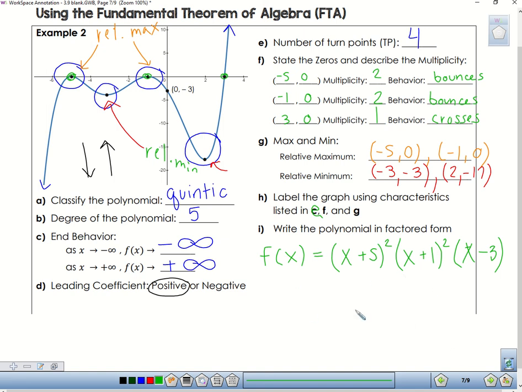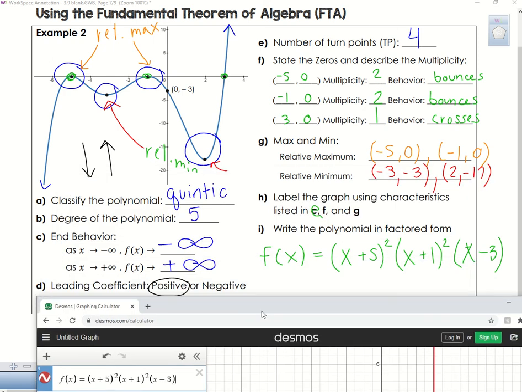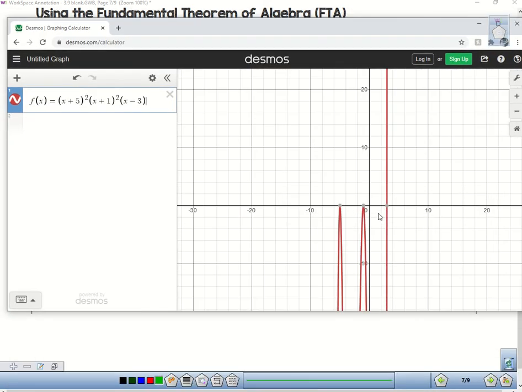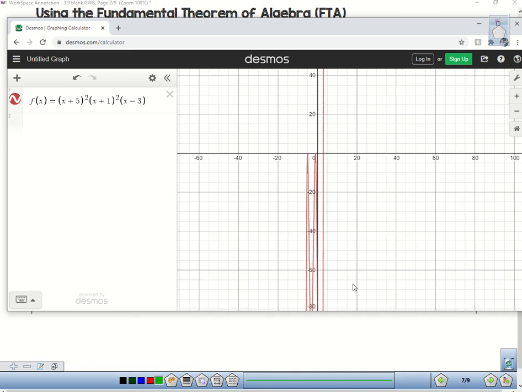So this would be your polynomial if you were to graph it in Desmos, which we'll try. So I went ahead and graphed this. As you can see, it has the same characteristics as ours. It's just a lot bigger, but it has that same movement. So it goes up, down, up, and then it comes back up.